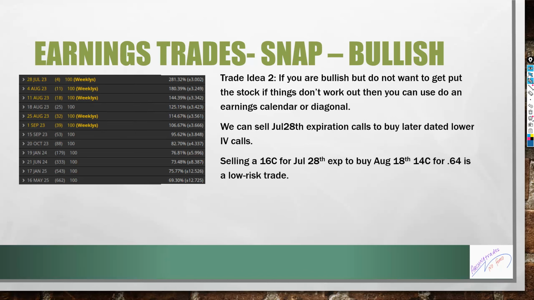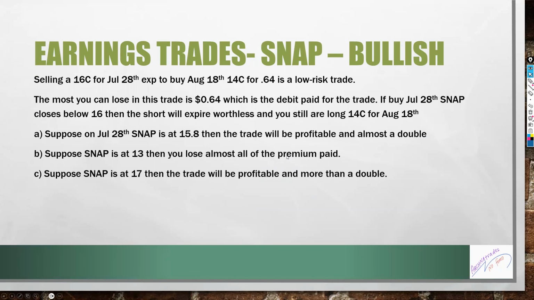But what does this do? So selling 16 calls for July 28th expiration to buy August 18th 14 calls for 64 cents, you are paying a debit. Your call that you have sold expires before, which means, when you buy a 14 call, you are saying that you are willing to own Snap at 14. When you sell a 16 call, you're saying that you're willing to sell at 16. You're buying at 14, selling at 16. You're buying low, selling high. So it's just a debit trade.